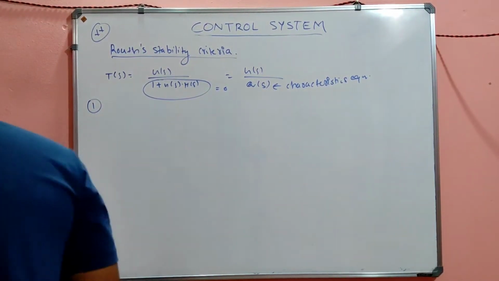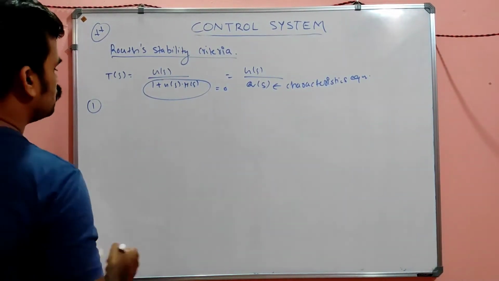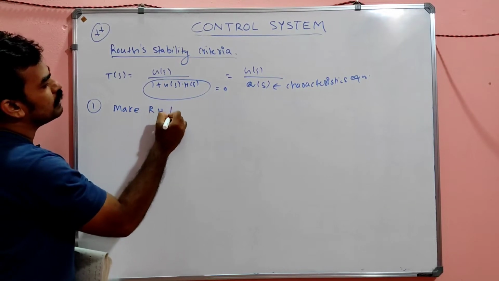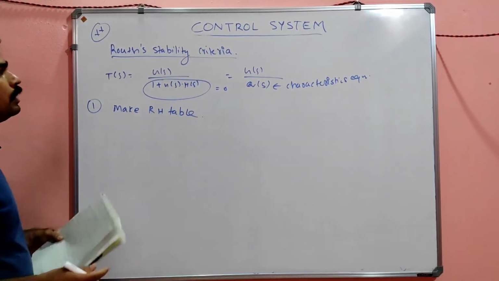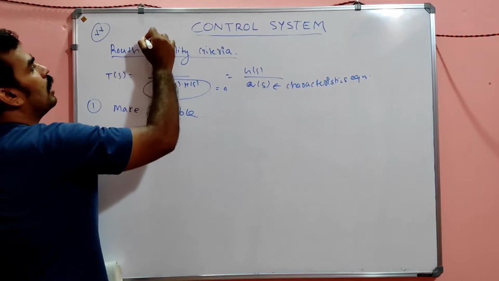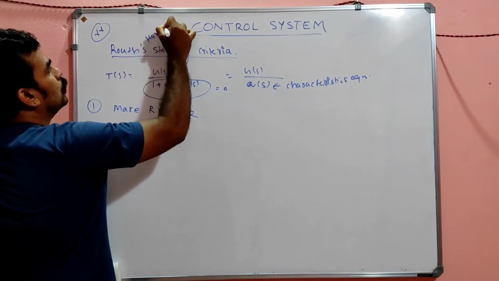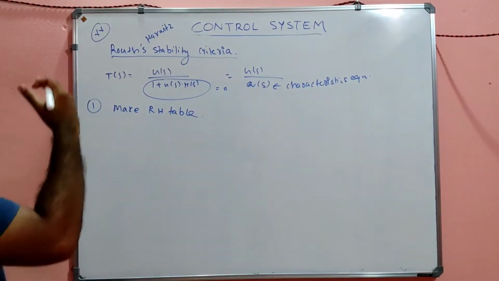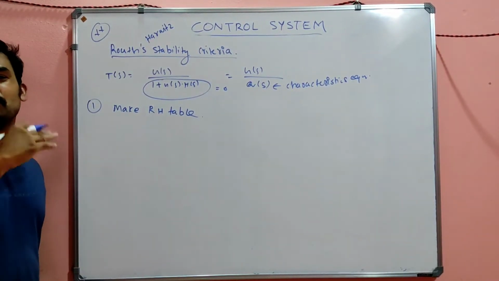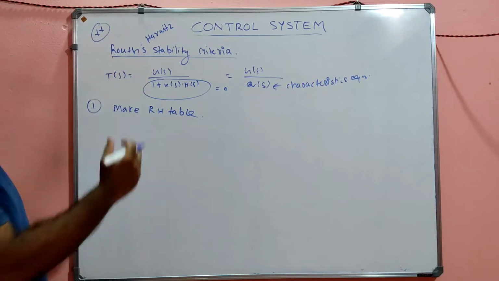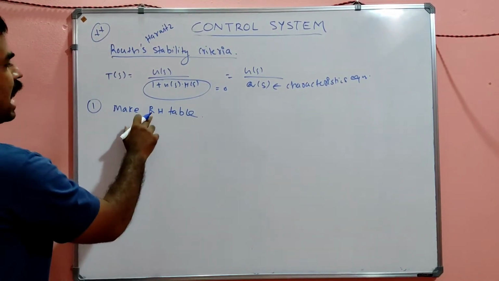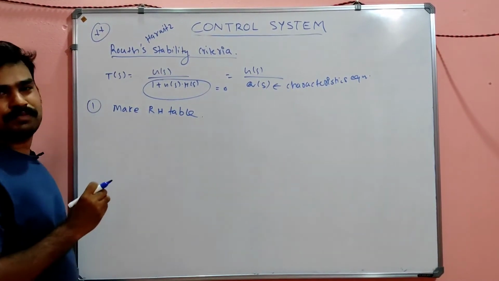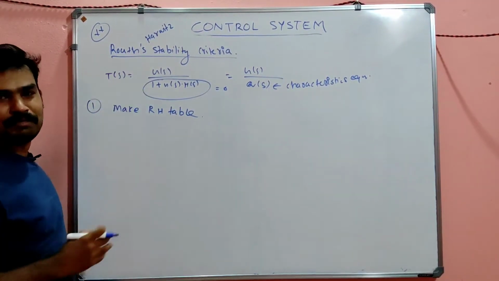So what is the method actually? The first step is to make the RH table. It is actually the Hurwitz criteria; Hurwitz is the full name. Short form it is Routh stability criteria, but Hurwitz is the full name. So that is why it is called the Routh Hurwitz table. That is the first step of doing the Routh stability criteria.